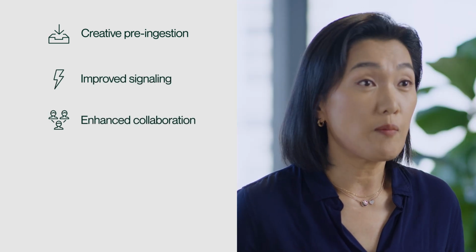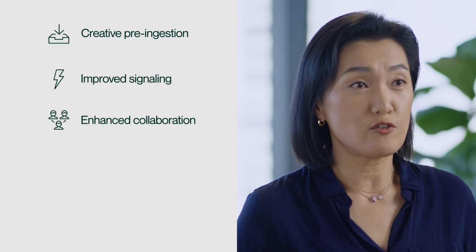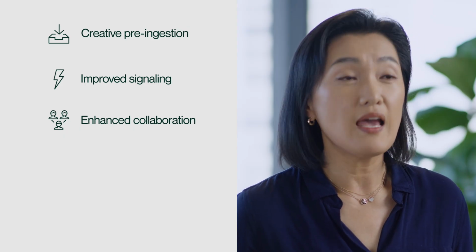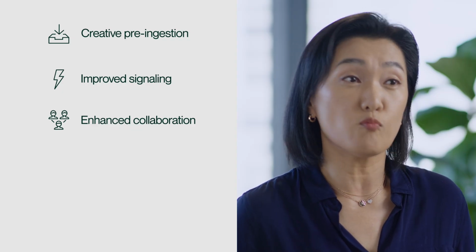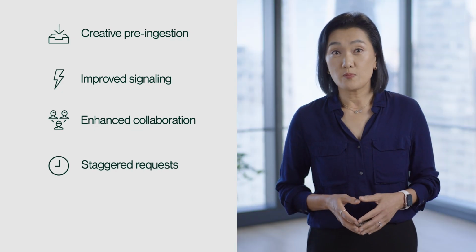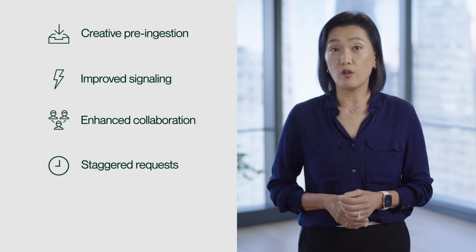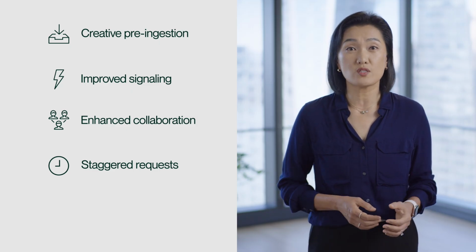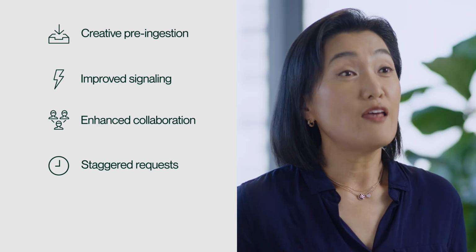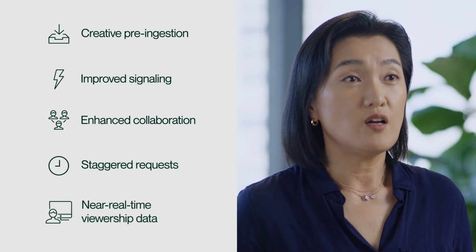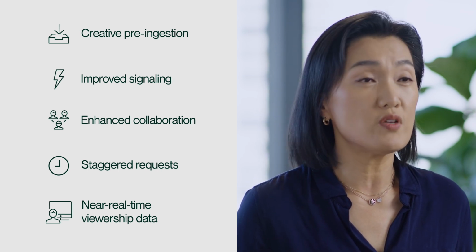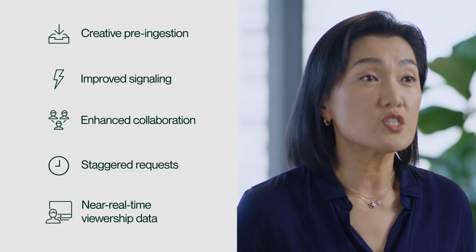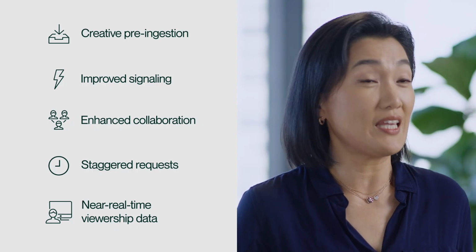Enhanced signaling and collaboration between media buyers and sellers, including a new content attribute to signal live events in the bid stream, as well as pre-sharing event schedules and audience details to help buyers plan campaigns more effectively. Staggered and prefetched bid requests, which help prevent server overload by more evenly distributing requests over time to mitigate spikes. And finally, near real time viewership data, which can allow broadcasters and ad tech providers to dynamically scale their compute resources during events, ensuring smooth streaming and maximized ad opportunities during key moments.